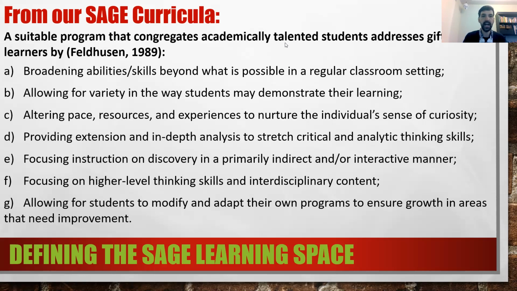F, focusing on higher level thinking skills and interdisciplinary content. I haven't mentioned that yet. There's a lot of stress in our program, and I'll get to that in a subsequent video where we look at the programming options available. But there's always in SAGE grades 9 through 12 a stress on interdisciplinary work. So we have the math and the science that are supposed to interact, and then the English and the social studies, or the English and the history, that are meant to be treated in collaboration so that we're building those interdisciplinary understandings.